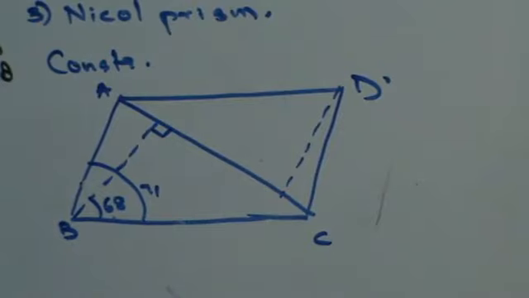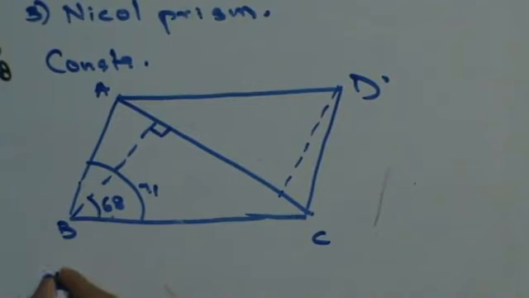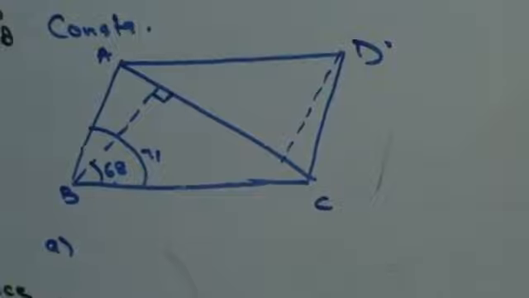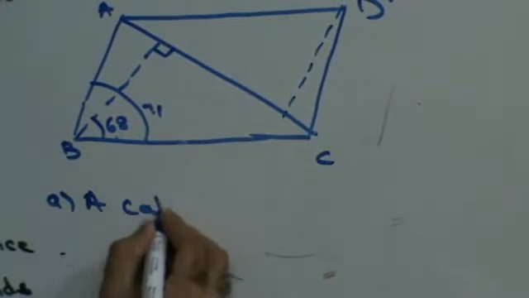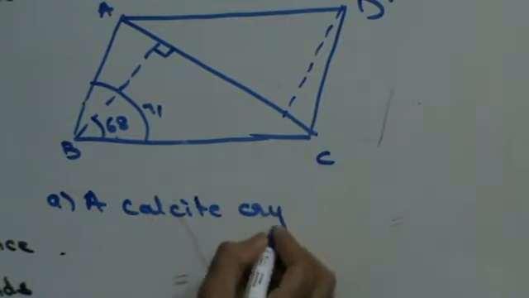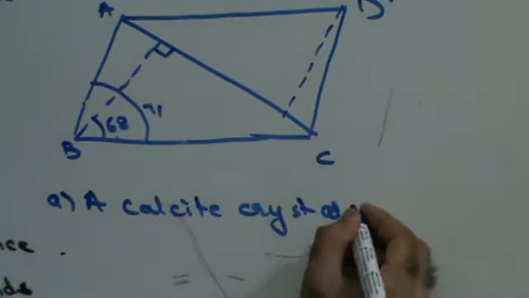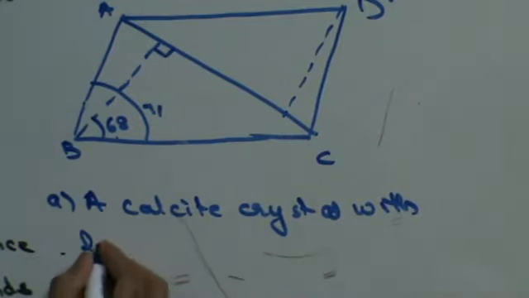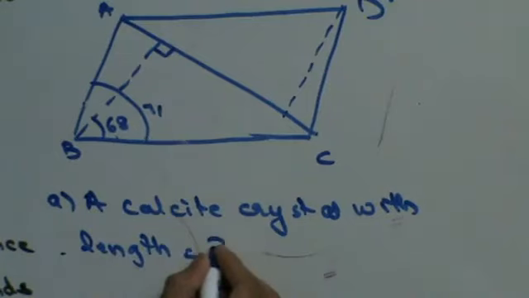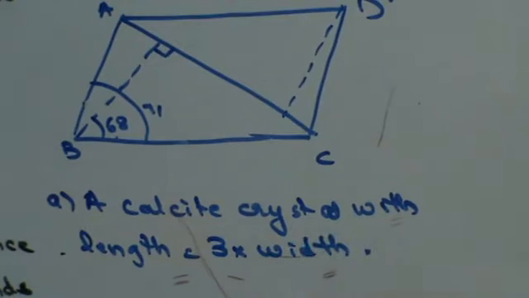How do I make a Nicol prism? Right? To make a Nicol prism, first I need to take a calcite crystal whose length is 3 times its width. A calcite crystal with length equal to 3 times the width. So that specific calcite crystal has to be taken.